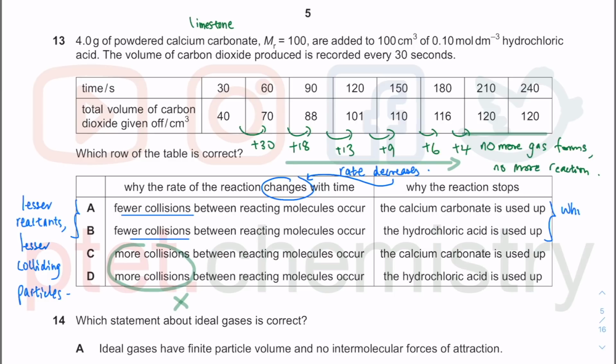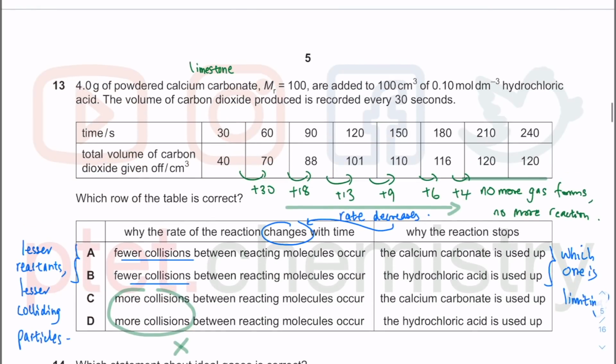So that's to do with this thing here. Which one is limiting? Which one is limiting the reaction? And this is really a question about the mole concept. So we get 4 grams of powdered calcium carbonate. So the mole of the calcium carbonate is equal to the mass over the Mr, since we are given reacting masses. And this divided by 100, since we are already given in the question, we get 0.04 mole.